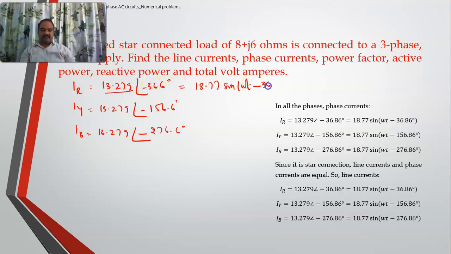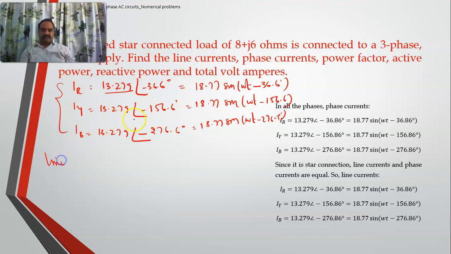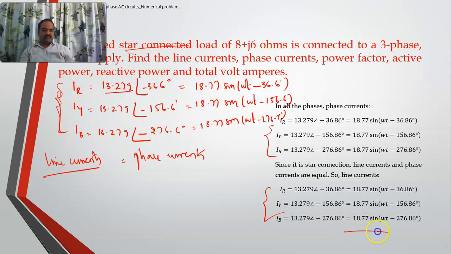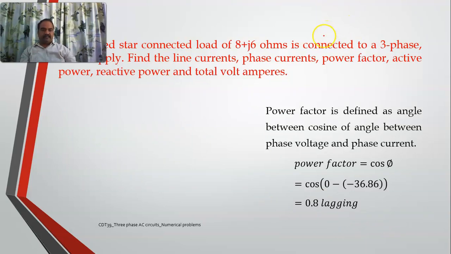This is the angle, right? Similarly for this one, minus 156.86, and again for this one. This is the way how we write. These are the phase currents. Now line currents: this is a star connection, right? As I already told you, line currents and phase currents are both the same. So even for the line currents, I'll repeat the same. These are the phase currents, and line currents also remain the same because it is a star connected load.